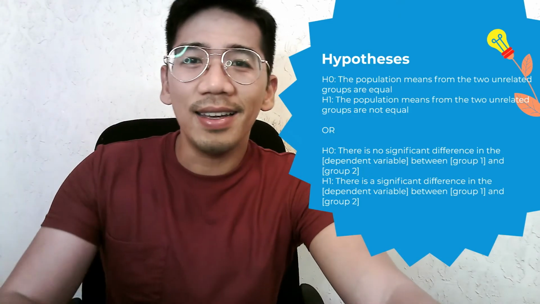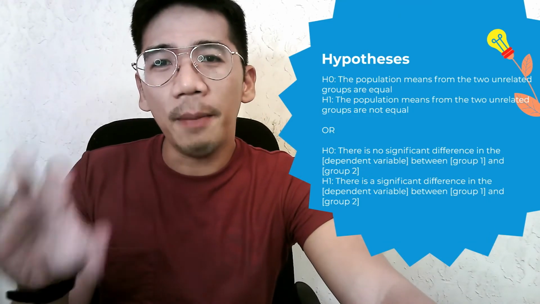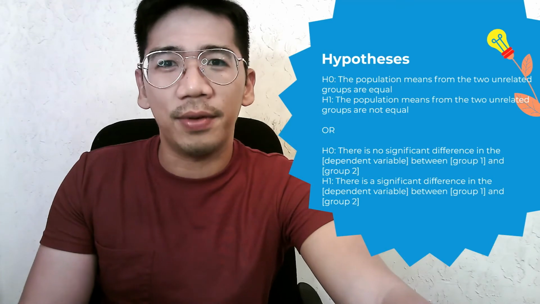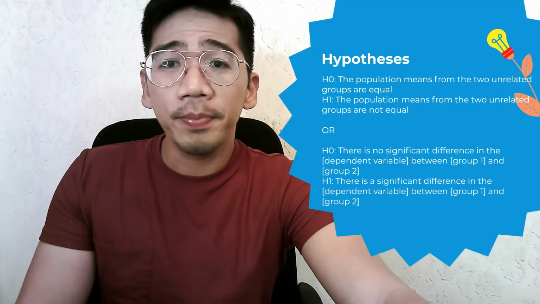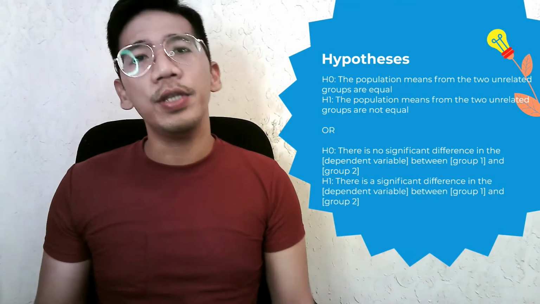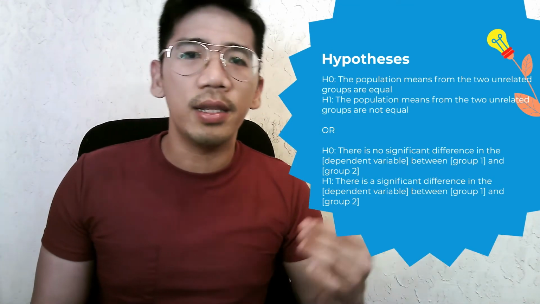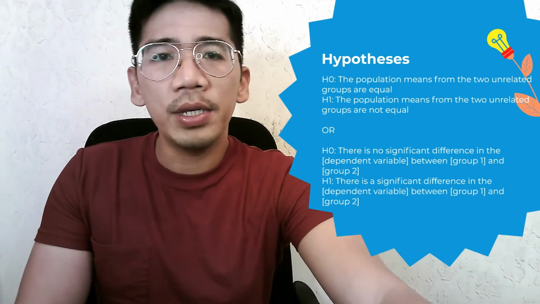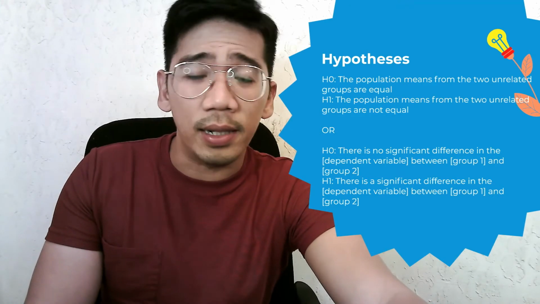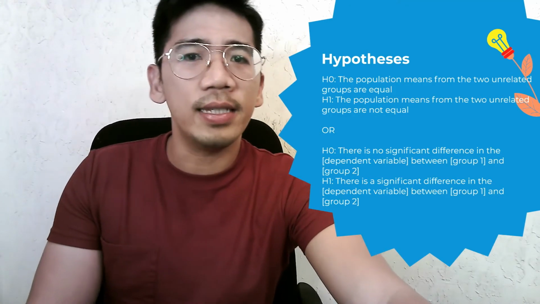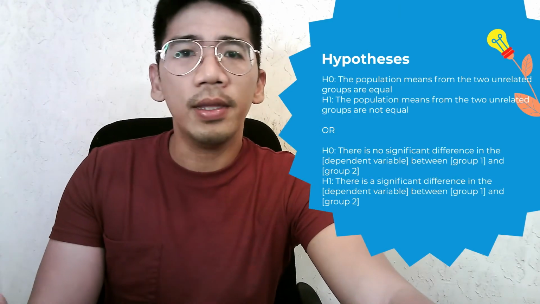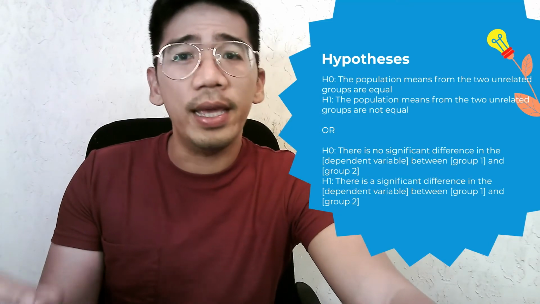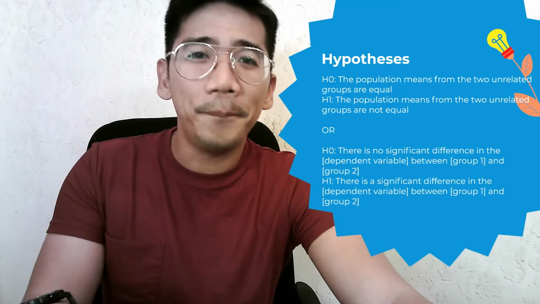You should be supplying the words dependent variable and group 1 and group 2 with whatever are applicable in your study. So, in most cases, we are looking to see if we can show that we can reject the null hypothesis and accept the alternative hypothesis, which is that the population means are not equal. To do this, we need to set a significance level, also called alpha, that allows us to either reject or accept the alternative hypothesis. Most commonly, this value is set at 0.05.